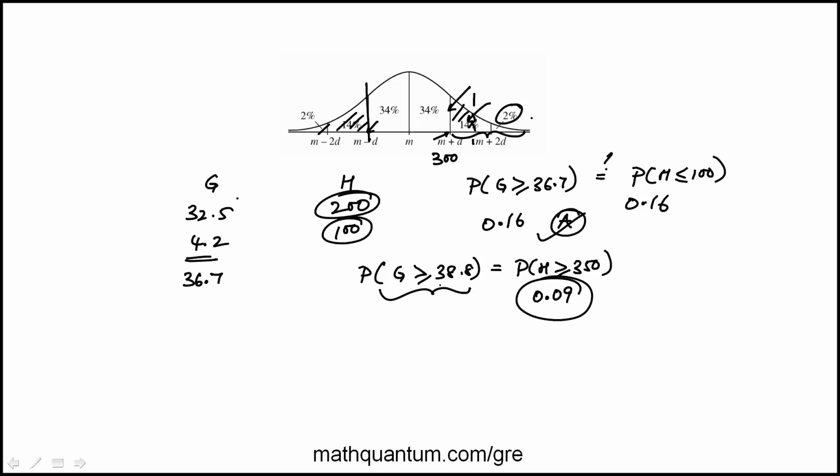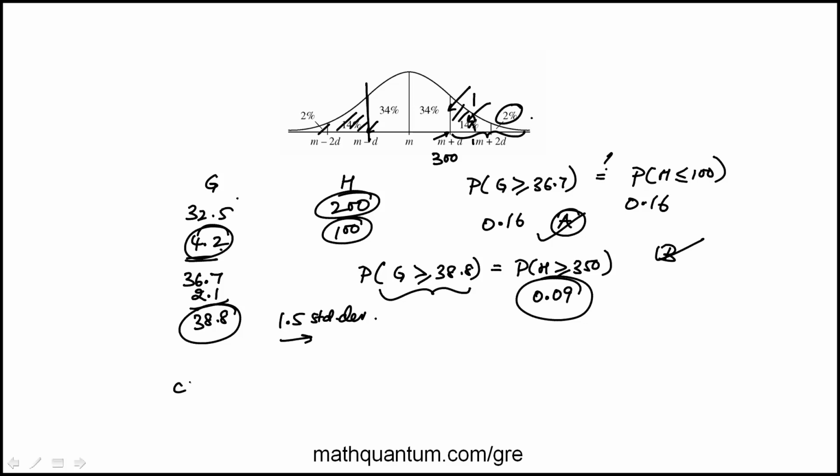Now 38.8, that's 2.1, half of that standard deviation. So yeah, that would also be the same because you're going 1.5 standard deviation to the left. And here we're going 1.5 standard deviation to the right. Actually, they're both 1.5 standard deviation to the right. So they will be also equal.